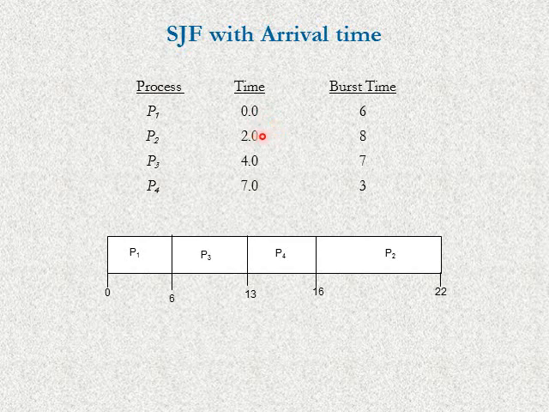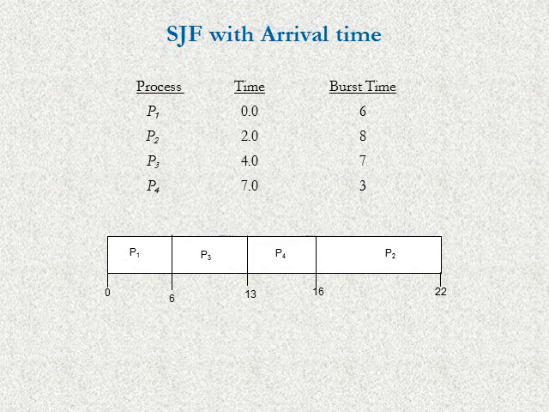For P2, as you can see, it was given to the processor at time interval 16. However, it arrived in the system at time interval 2. So it waited for 16 minus 2 seconds. So you can see that this time, to calculate the waiting time, you have to consider the arrival time as well. So let's have it.